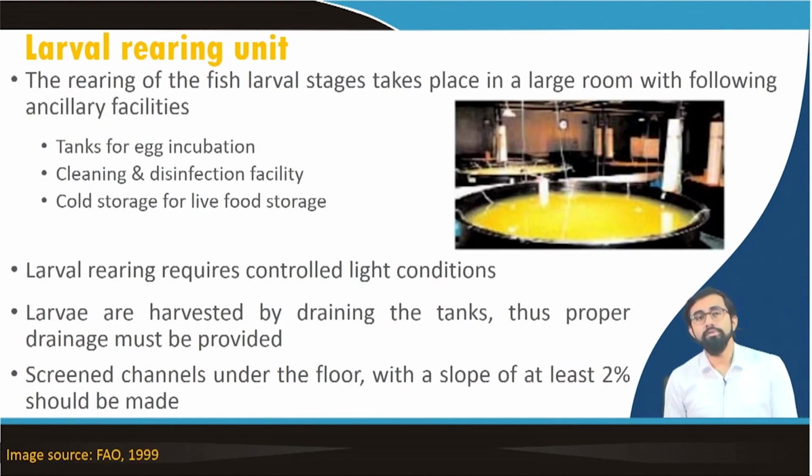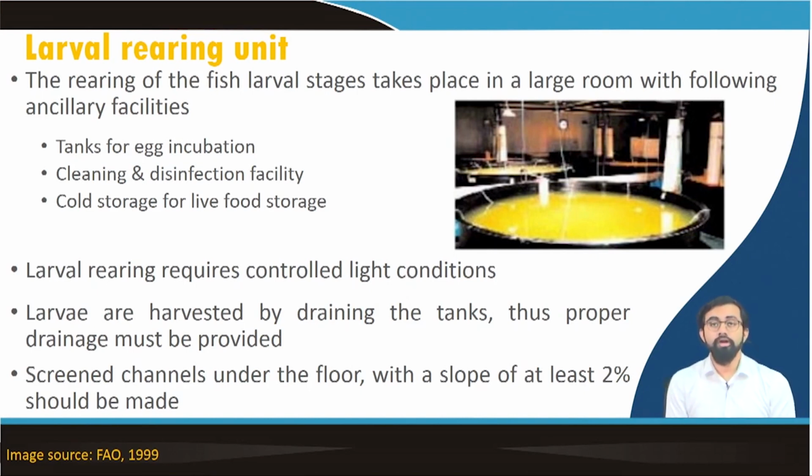Then there comes the larval rearing unit, the light blue one that you remember you saw. In general, this larval rearing unit is placed in a large room with tanks for the egg incubation, cleaning and disinfection facility, and then the cold storage for live food storage. You can have it separate if it is completely different and very far away. Larval rearing requires a very controlled light condition. You are kind of manipulating the natural sunlight here.